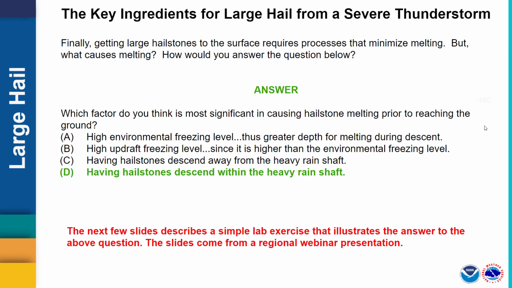Now, I should point out that what is typically taught is answer A, along with other factors like hailstone density and atmospheric moisture content, and those could have small impacts. Their impacts, however, are much less for very large hailstones than for marginally severe stones. More significant, however, is whether hail falls within or outside of the heavy rain. A simple lab exercise can be performed to illustrate why that is correct.